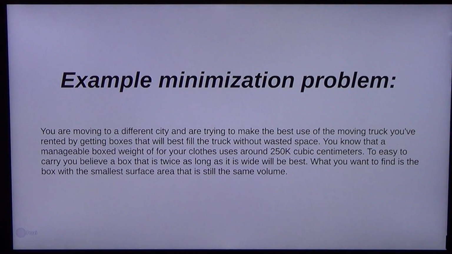Here's an example for us to demonstrate this type of problem. You're moving to a different city and are trying to make the best use of a moving truck you've rented by getting boxes that will best fit the truck without wasted space. You know that a manageable box weight for your clothes uses around 250,000 cubic centimeters. To easily carry, you believe a box that is twice as long as it is wide will be best. What you want to find is the box with the smallest surface area that will still have the same volume.